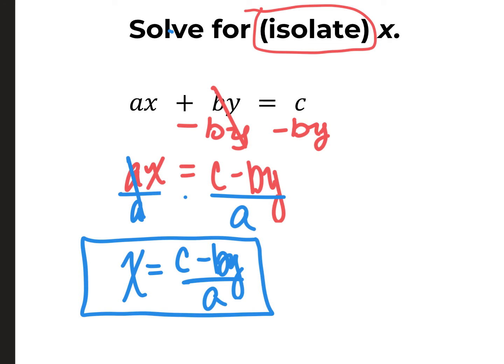And that's all we're doing with these literal equations: we're just working towards getting a specific variable, whichever one it prompts you to get by itself. So in this prompt, it was to isolate the variable x. Okay, it just depends on what prompt you're on. So we wanted to get the x by itself.